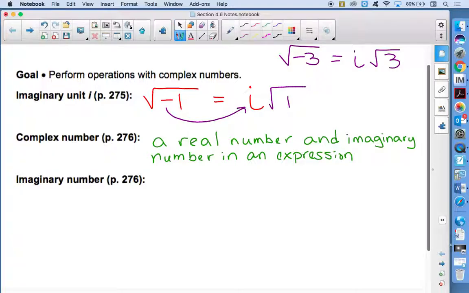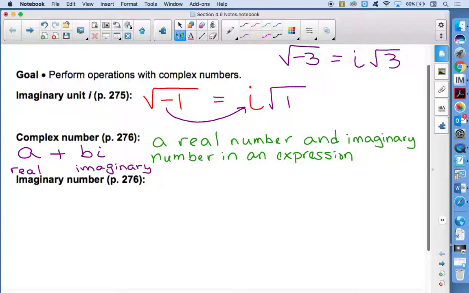And there's a way we write complex numbers. So you're going to have a, which is the real part, plus bi, that's the imaginary part. The real number gets written first because it's the real number. It's more important than the imaginary number. You write the imaginary number second.